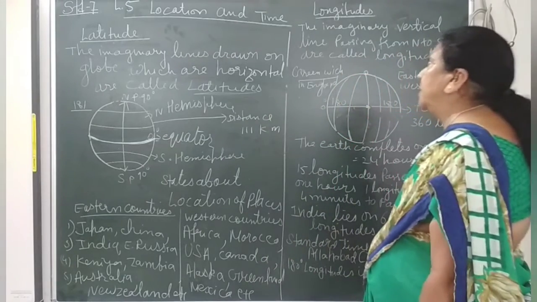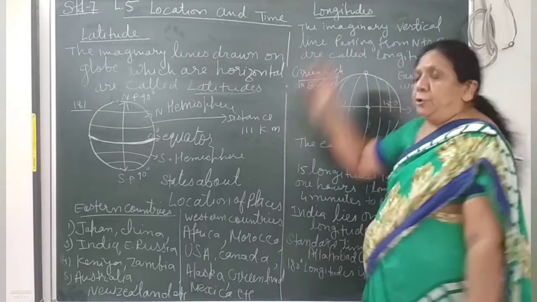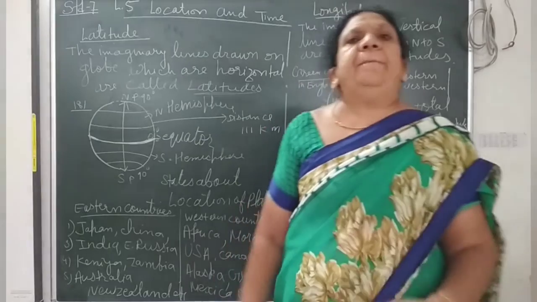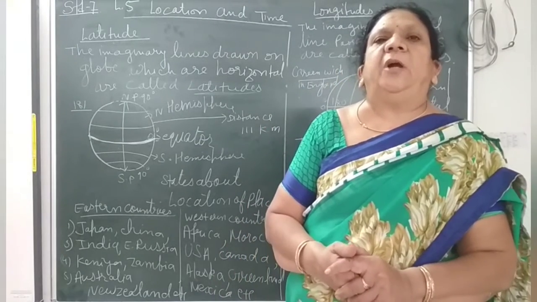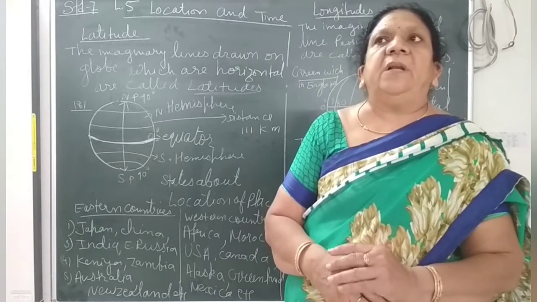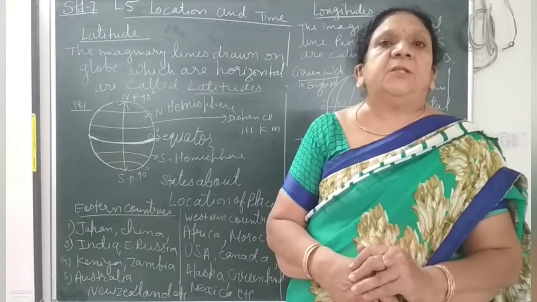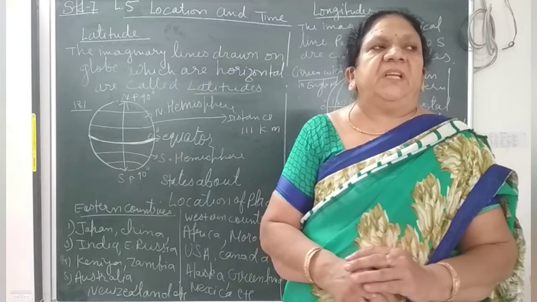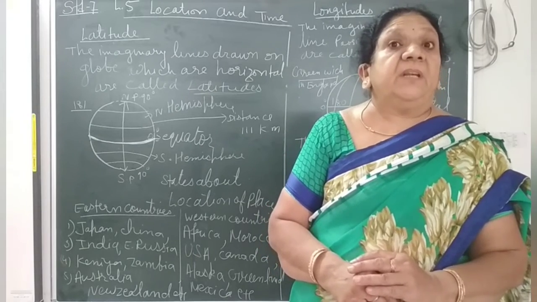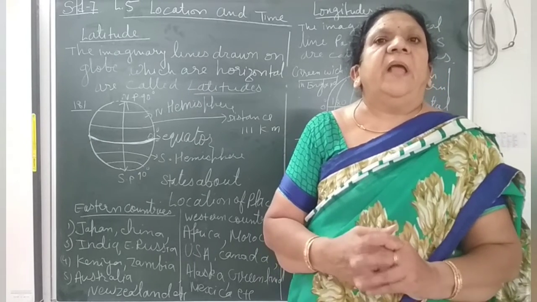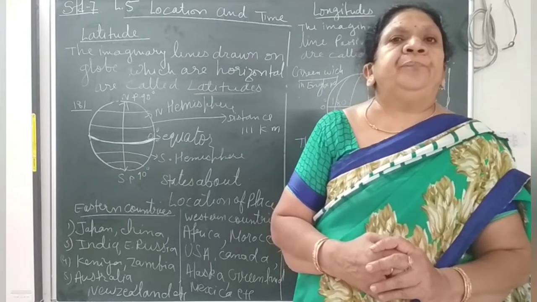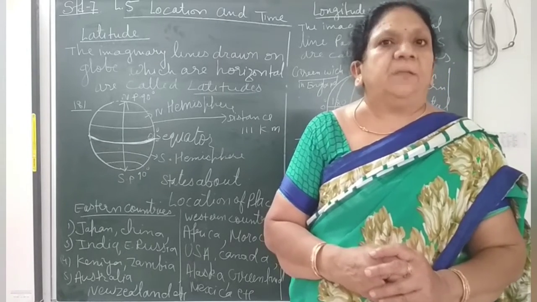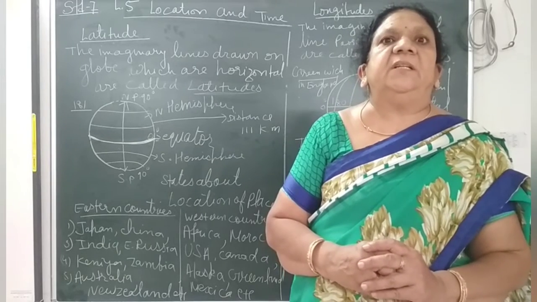Now we are going to see what longitude is. In olden days, people did not have watches or time. The sun is the biggest clock we can say. According to the sun, they used to work. In the morning, when the sun rises, they came to know it was morning time, so they started their morning work.